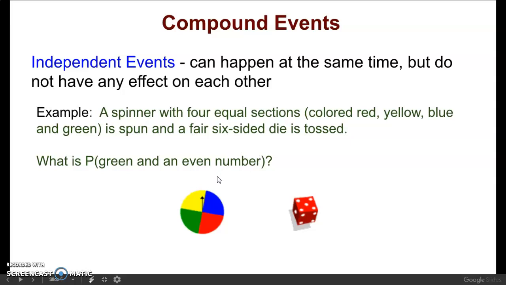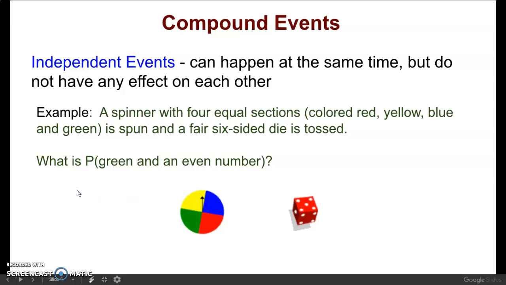All right, so here's an example of 2 independent events. Let's suppose we have a spinner with 4 equal sections and we have a fair 6-sided die. These 2 events are independent because they don't affect each other. It does not matter what I spin here. It's not going to affect whatever I get on the die, and vice versa. I can get like 2, 4, whatever over here. It's not going to affect what I get on the spinner.